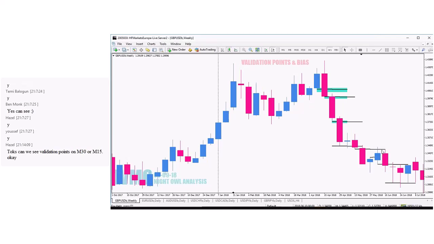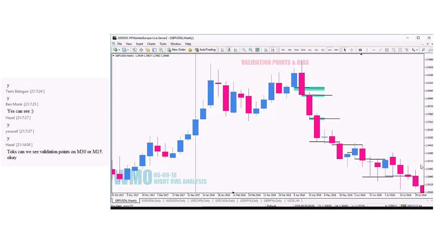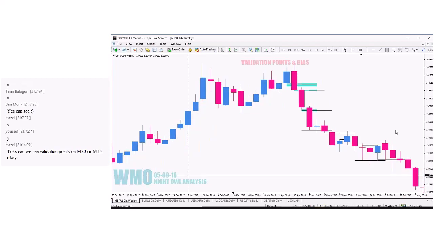Okay, so we still didn't get any close above or below. So our bias remains south. Okay, and then we have this week, which is a stop hunt. On the daily, it will have given some sign of going up, but we're still bearish. And then this happens, everything continues south.